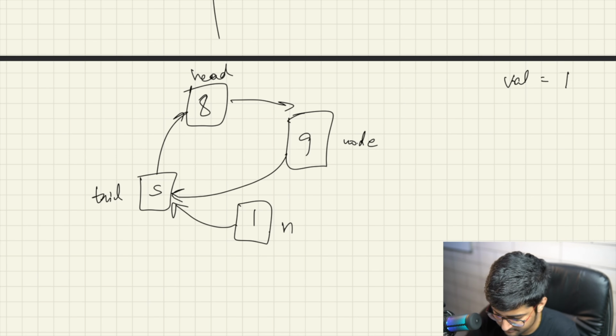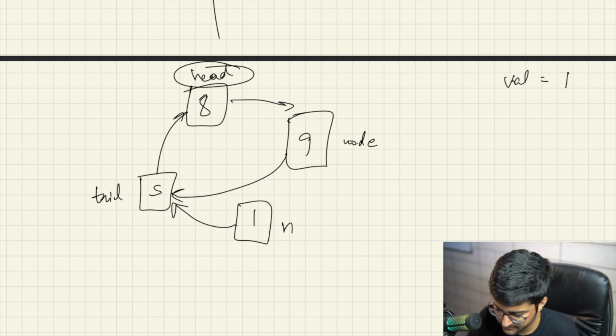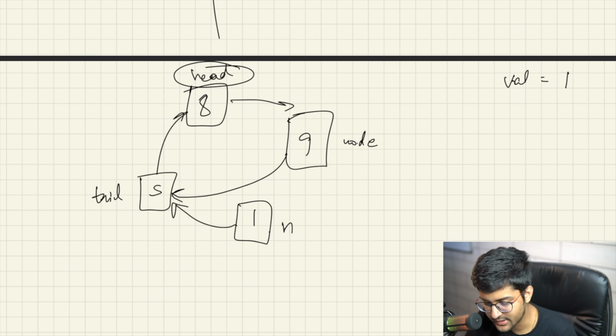Make sense? That's it. And you will keep checking this until you find something like this or you are back at head. If you're back at head, it means that the value you want to delete does not exist. How easy is this?